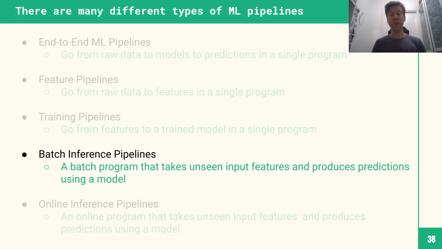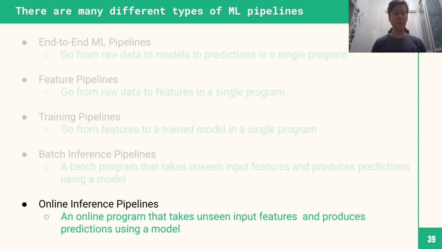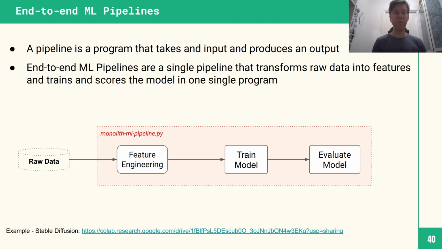So the batch inference pipelines are just batch programs. They take the new data. So the new data will be the new features, input features, and it'll produce predictions that will be consumed by some downstream application. I mentioned the online credit card prediction problem. This is what we call an online inference program. And this program will take in, for example, the input features for the new credit card example and predict whether it's suspected of fraud or not. So these are the different pipelines that we have. And we'll go through each one by one.